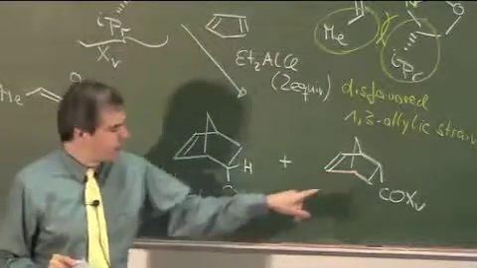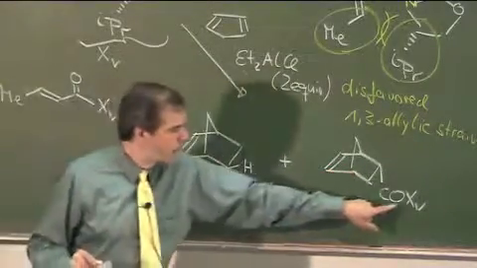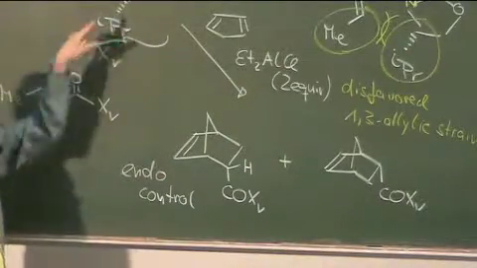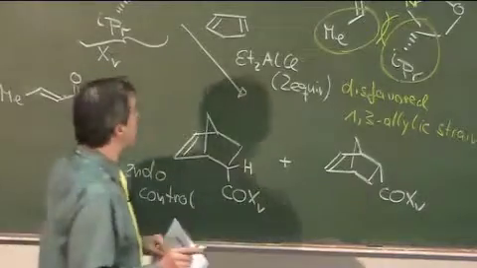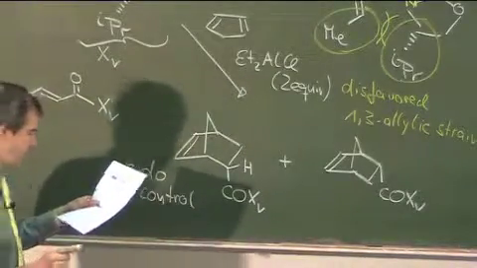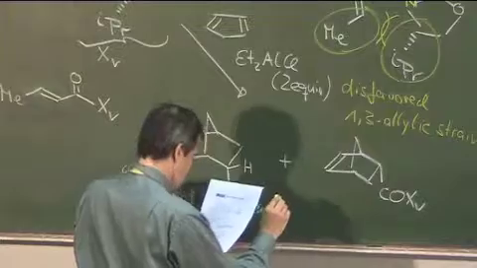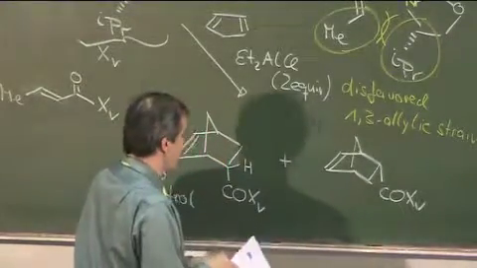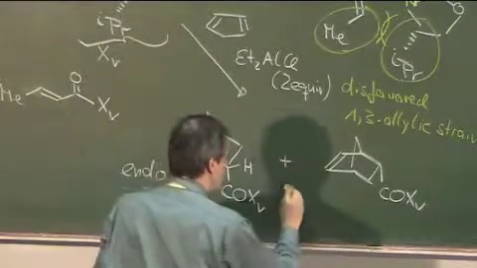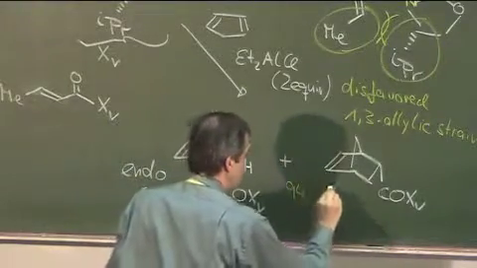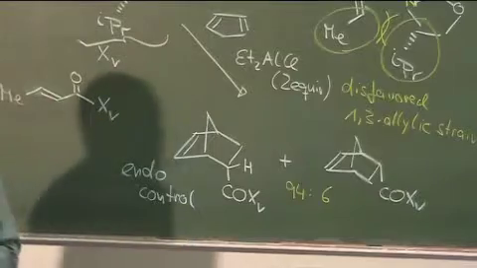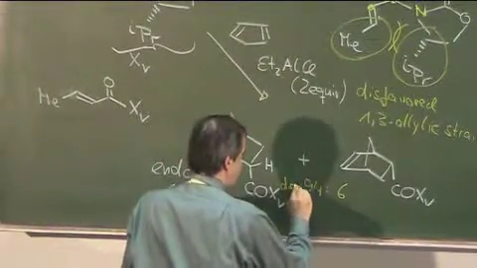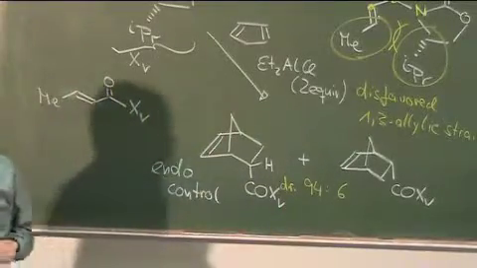These are diastereomeric to each other because we have the chiral auxiliary here, which of course has a constant stereocenter here. So these two are now formed in a ratio of 94:6, and this is a diastereomeric ratio.